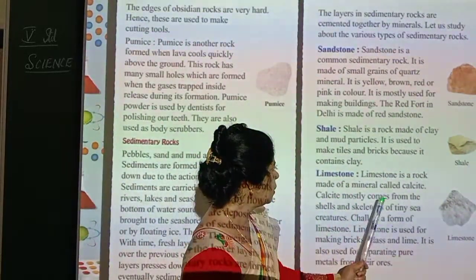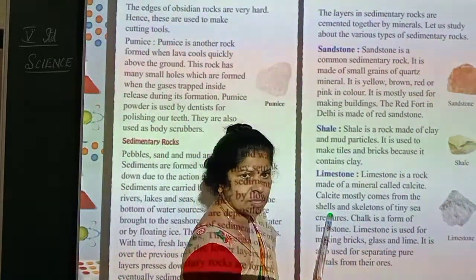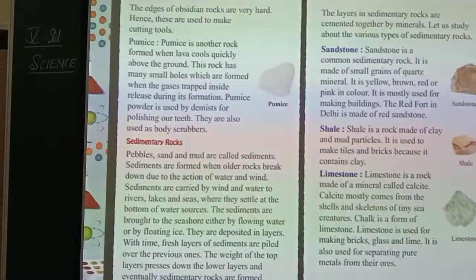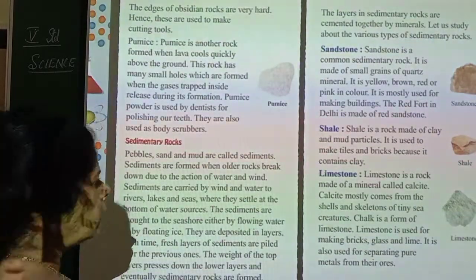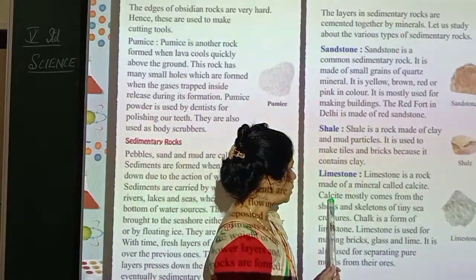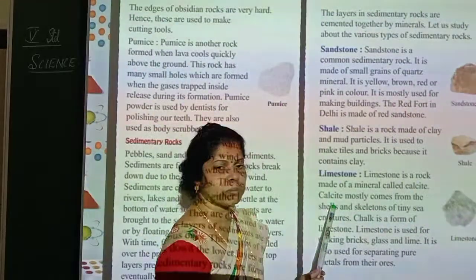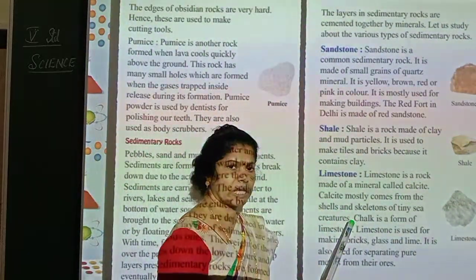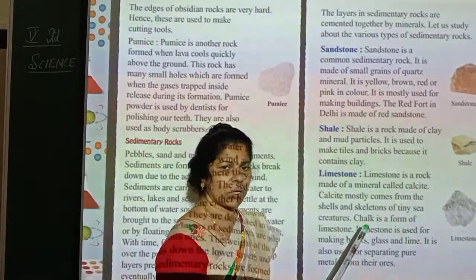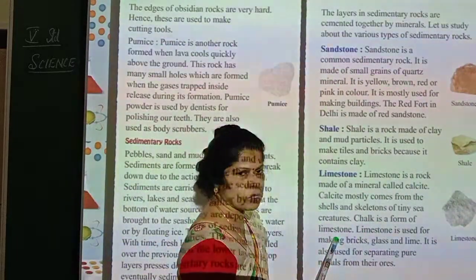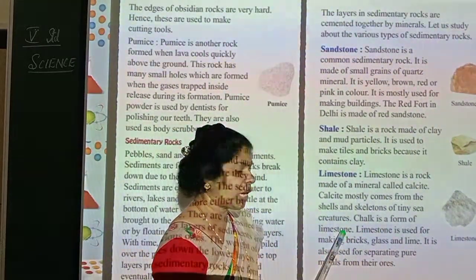See here, calcite mostly comes from the shells and skeletons of tiny sea creatures which are present in the sea. The organisms which are present in the sea. So calcite mostly comes from the shells and skeletons of tiny sea creatures, means you are getting this calcite from the organisms which are present in the sea. Those small organisms present in the sea have got a skeleton or some shells on their body. So with that only they make this calcite. So chalk is a form of limestone. The chalk that we use, that is also a form of limestone only.